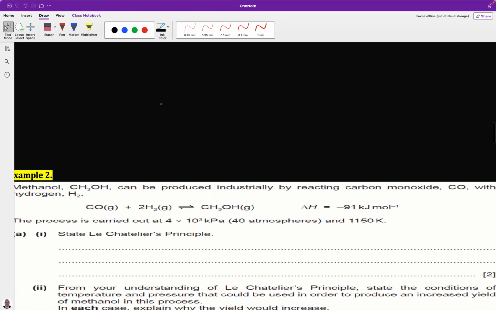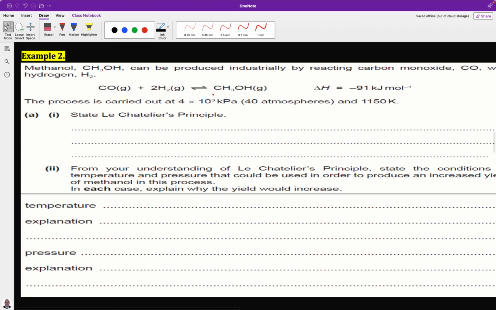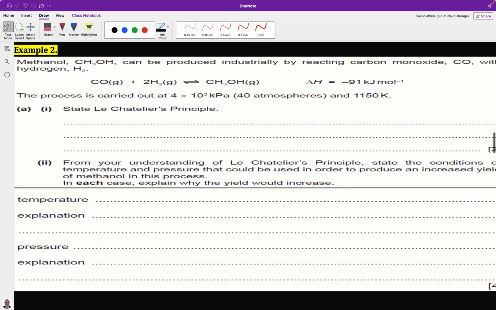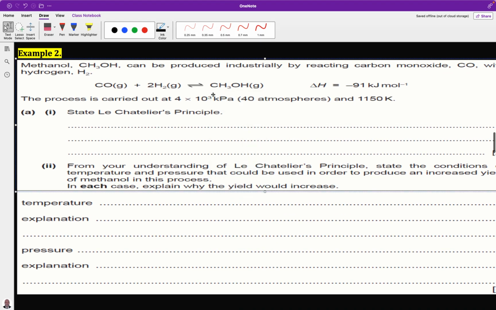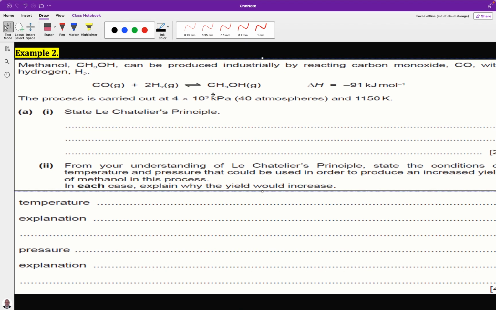Okay, let's go again. Example number 2. Methanol can be produced industrially by reacting carbon monoxide with hydrogen. This is the reaction here: carbon monoxide and hydrogen to give methanol. It is an exothermic reaction.